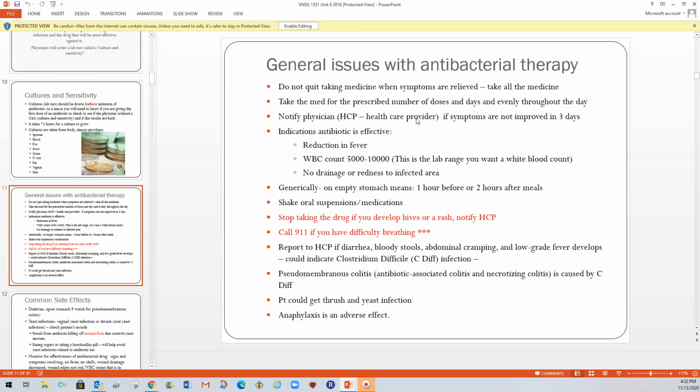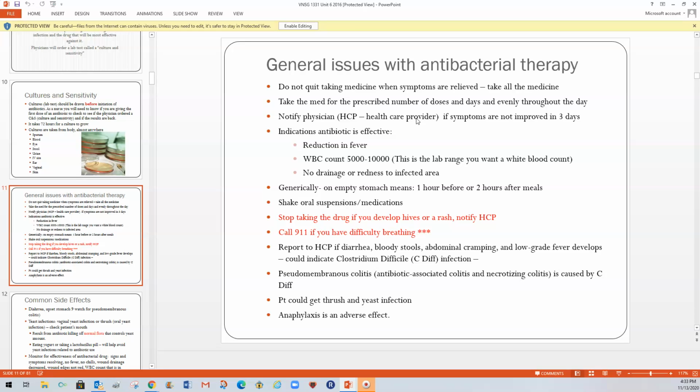General issues with antibacterial therapy: do not quit taking the medicine when symptoms are relieved. Take it all. Take it when the doctor ordered it. Take it for the exact number of days. Notify the doctor if the patient is not improving. You want to look to see if there's a reduction in fever, if their WBCs are normalizing, if there's no drainage or redness still to the area.